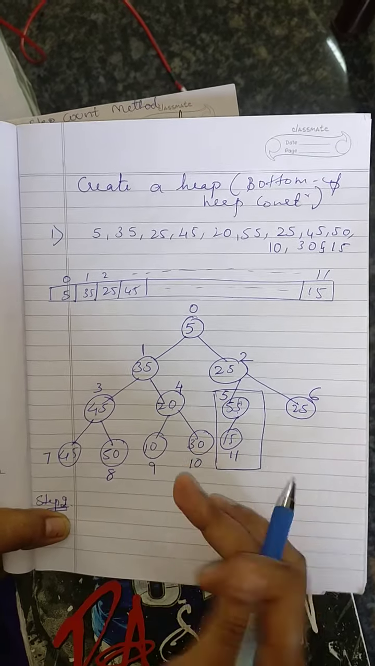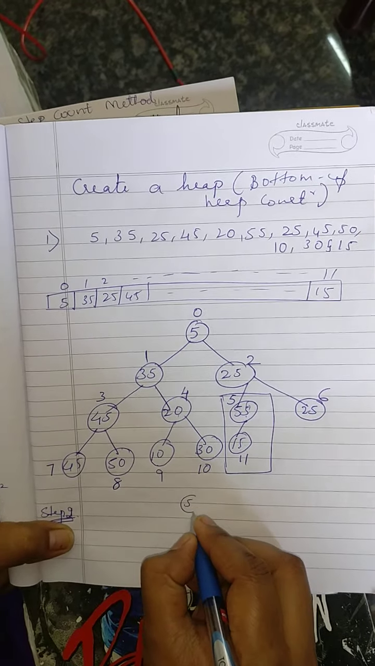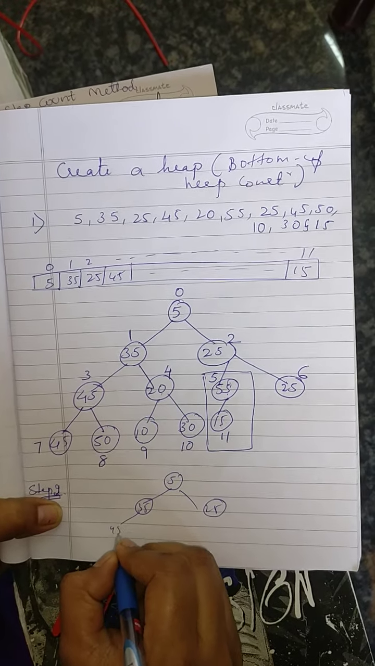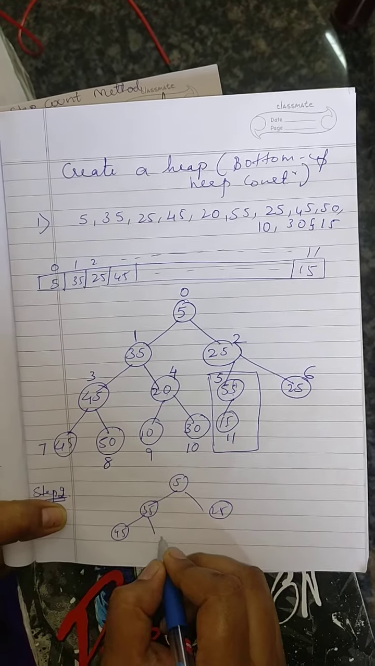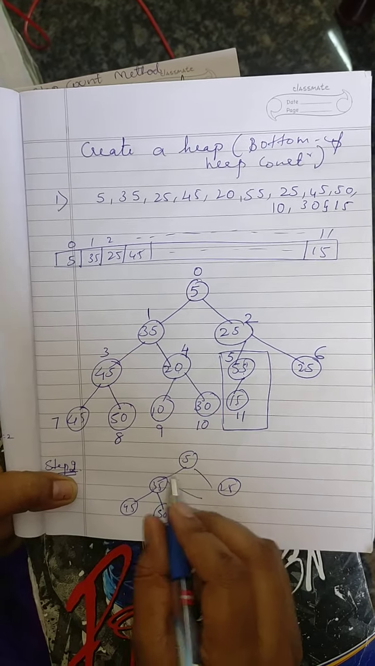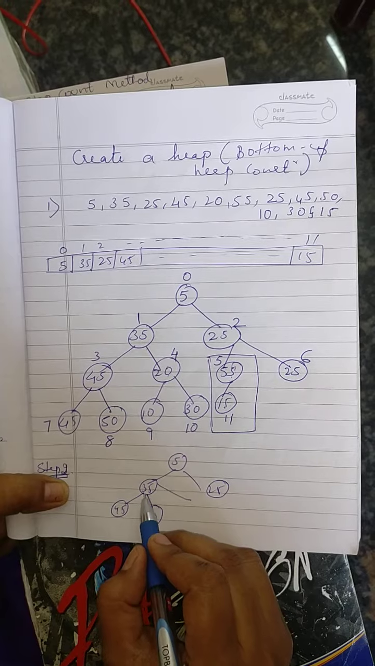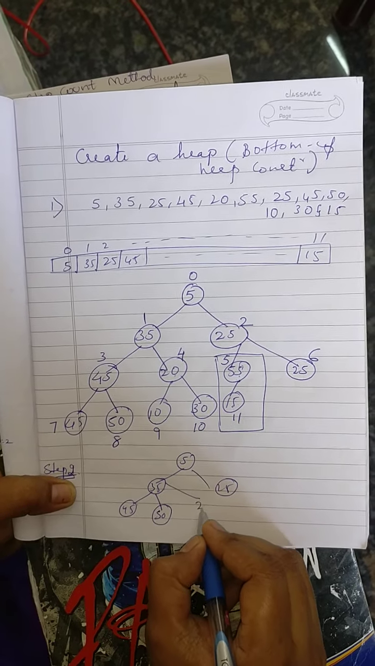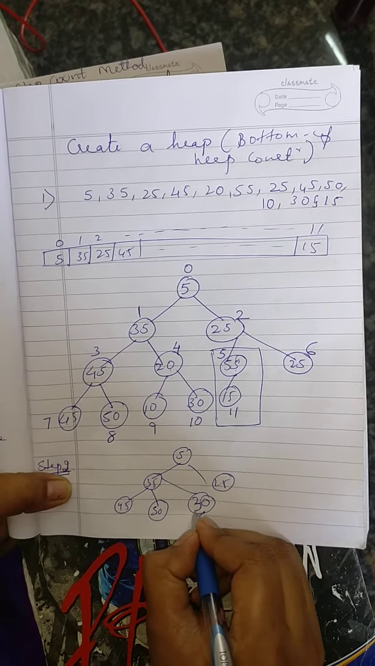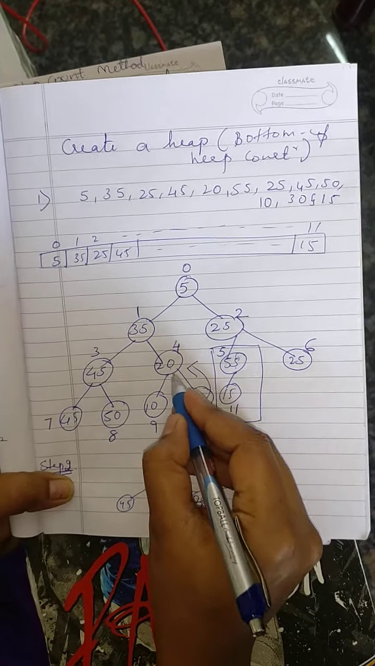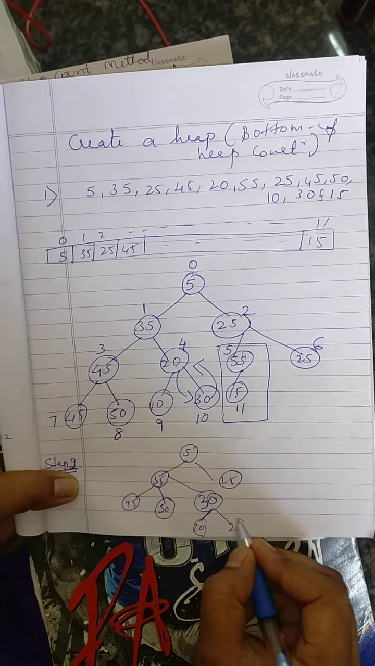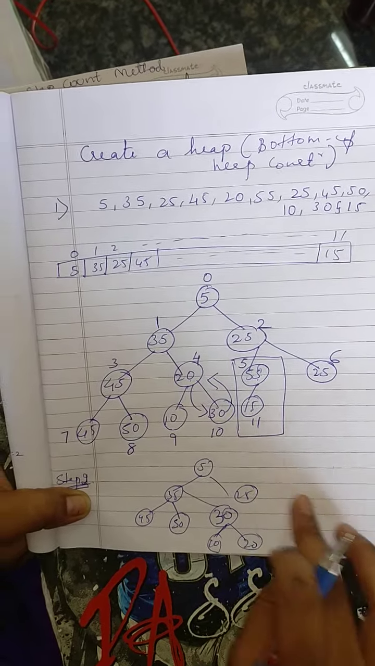To make this part of the subtree a heap, you have to swap 20 and 30. Now the resulting tree is 5, 35, 25, 45, 35, 45, 50, and 20 is exchanged with 30. So 30 went here, 10 as it is, then 20 came here. This remains as it is. You write down this side the same as it is.